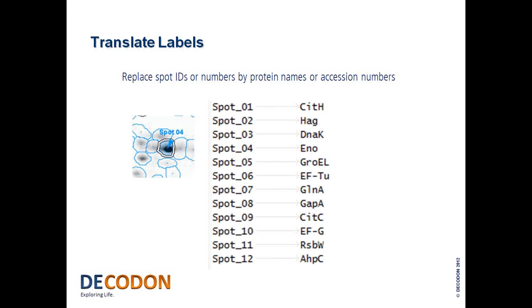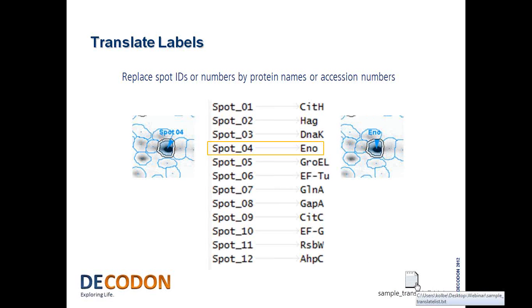Having these protein identifications, the next step is then to replace the original protein numbers, the anonymous labels just containing numbers of protein or spot IDs, by the real protein identifications. That means what we need is a small table containing the previously defined label and the respective protein identification. And then we can import this table, and then, for example, spot 04 would be replaced by ANO, and ANO would then be shown on the gel image instead of our anonymous label.